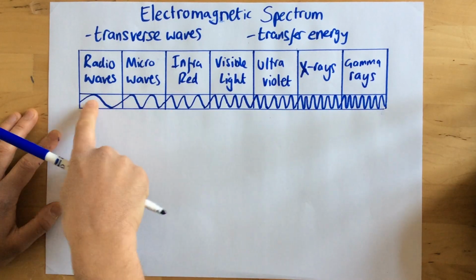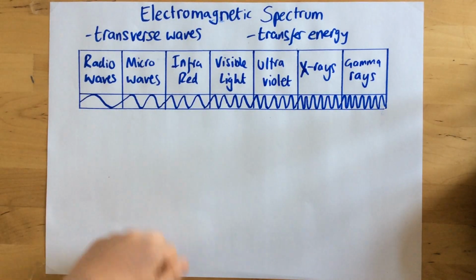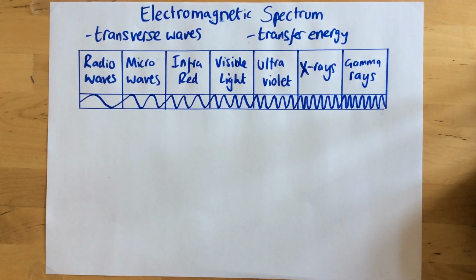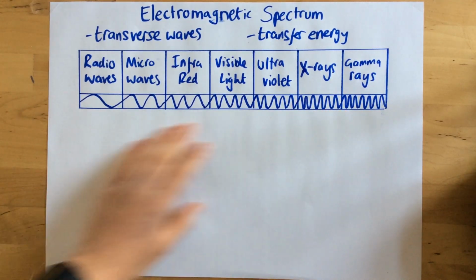Now, as you can see, it's a continuous spectrum that is then separated and split into these 7 different categories, these 7 different subsections. So what's the difference between the different sections?